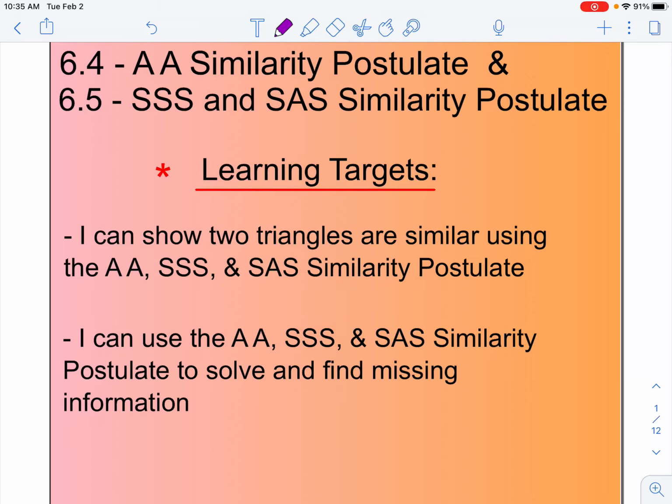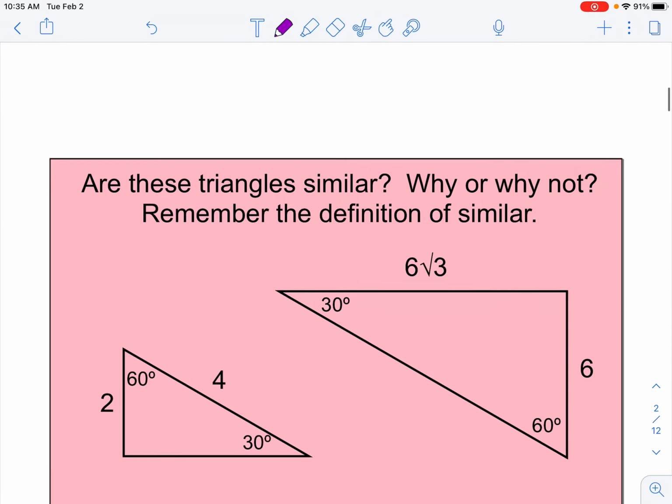Chapter 6, Section 6.4 and 6.5, we are going to look at similarity postulates for similar polygons. So we're going to show that two triangles are similar using the angle-angle, side-angle-side, and side-side-side similarity postulates. And we're going to use those same similarity postulates to find and solve for missing information. So let's take a look at this.